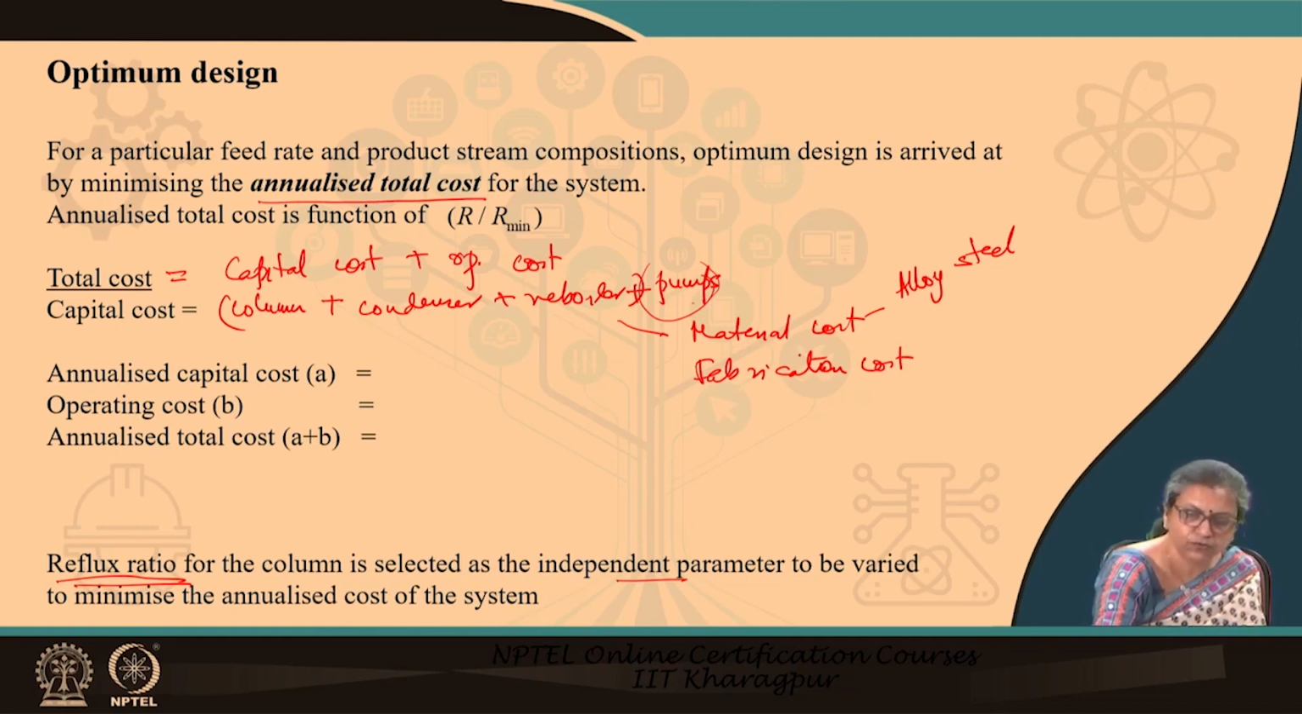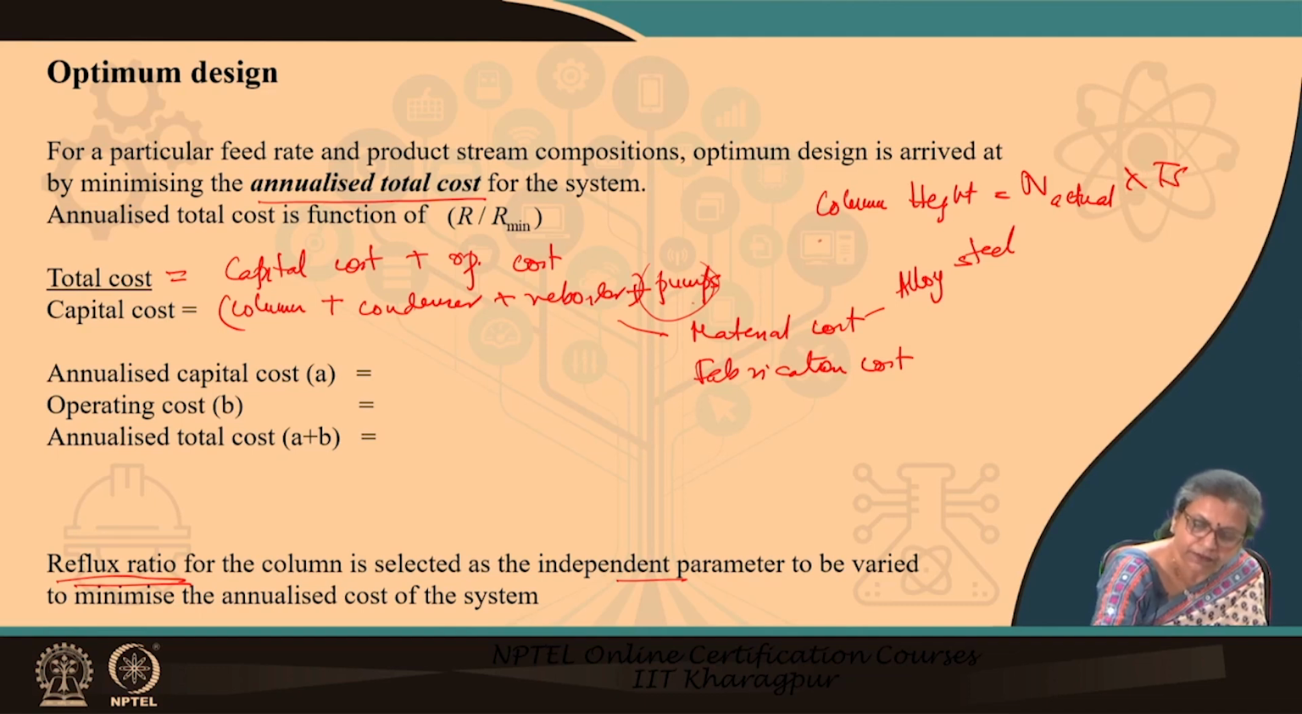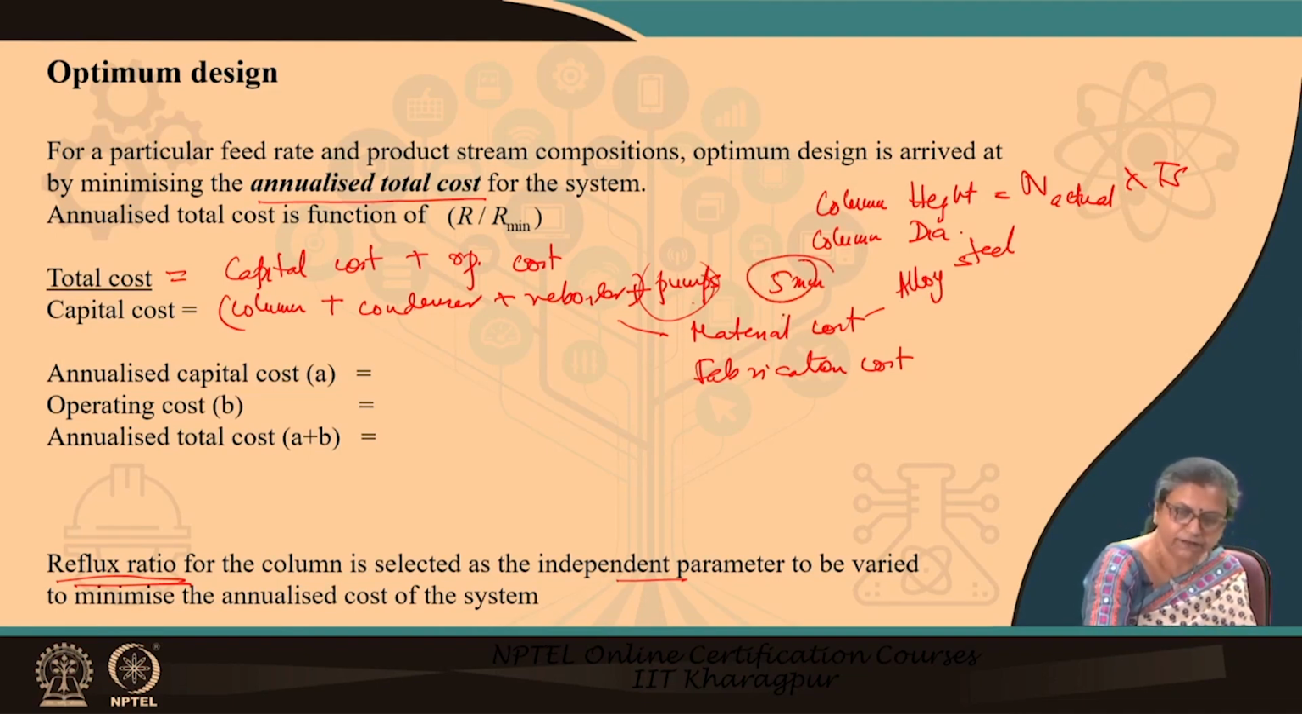So, once I know the total column height, where the column height is nothing but the actual number of trays into the tray spacing, we would also have to find out the column diameter. Once we have found this out, we can find out the thickness of the shell. The details regarding the thickness of the shell will be discussed when we discuss pressure vessels. Usually the shell thickness is taken as 5 millimeters, it is not less than 5 millimeters.